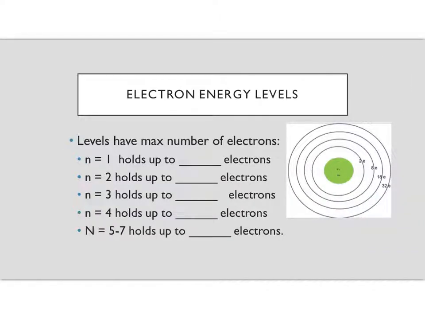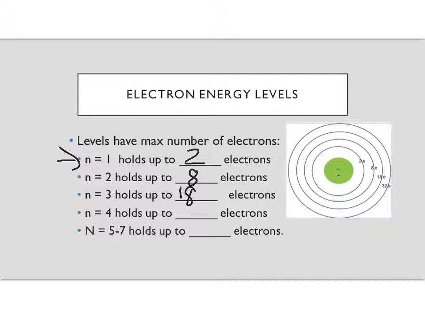Now, each of these levels has a maximum number of electrons. Remember, n here means the energy level. When n equals 1, we can hold up to 2 electrons. That's the first energy level, which holds 2 electrons. When n equals 2, we can hold 8 electrons. When n equals 3, we can hold up to 18 electrons.